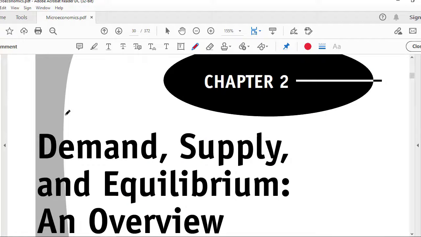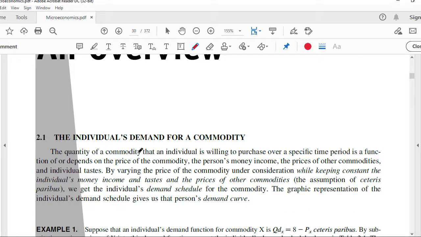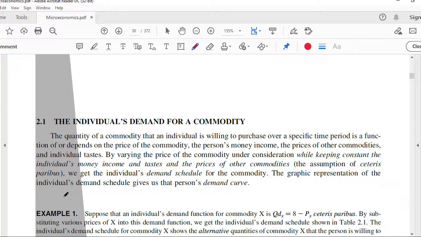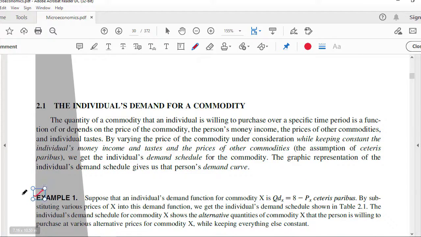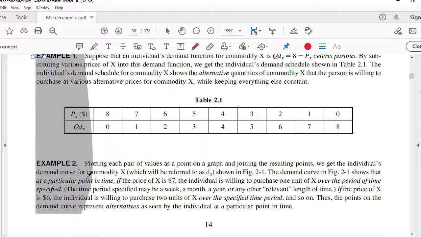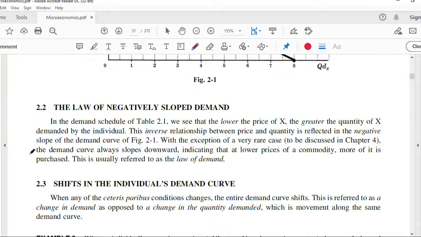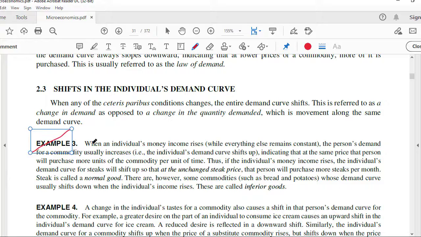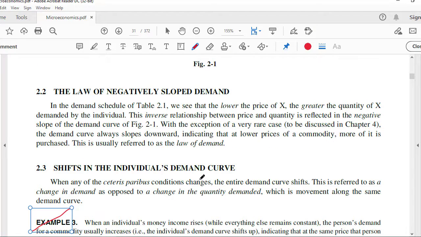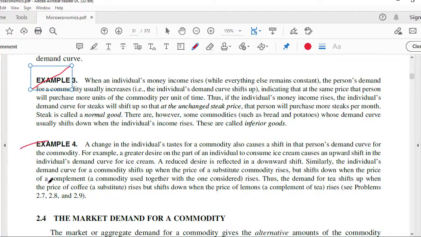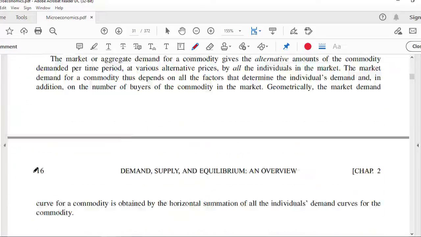This is chapter 2 of this book, demand, supply and equilibrium, an overview. From this chapter, what is important? Not just this chapter, from every chapter, examples are important. You can see this example. You have to go through this example portion. This is example 2 and this is example 3. You have to do all of this. Do not skip this. Just the example portion, you have to go through all topics.